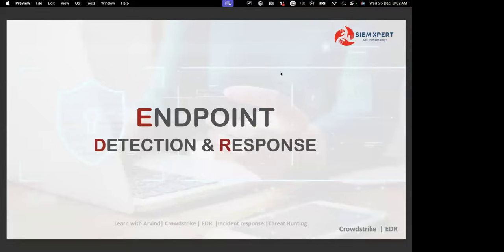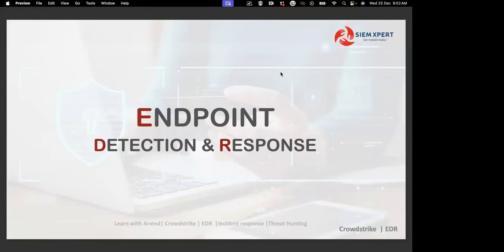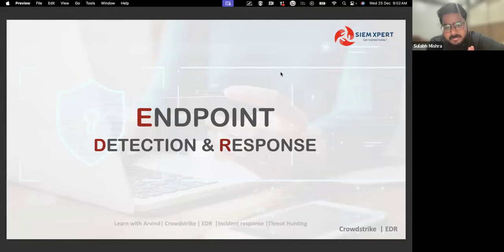Getting my point? So can we say EDR is an advanced version of antivirus? Let's see. We understood about antivirus, and we understood about next gen antivirus. Now let's see how an EDR works, and then let's decide if it can be compared with antivirus. Let's see what an EDR is capable of, and then let's take the call.